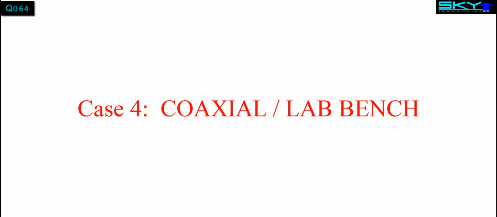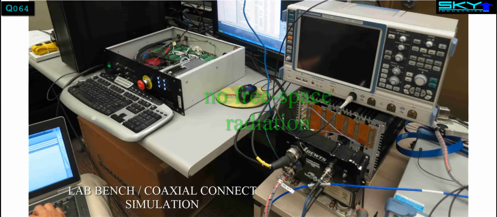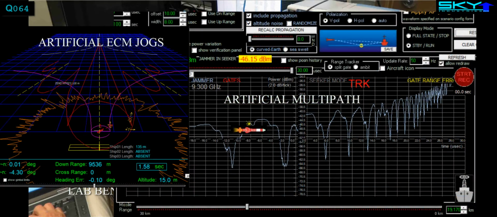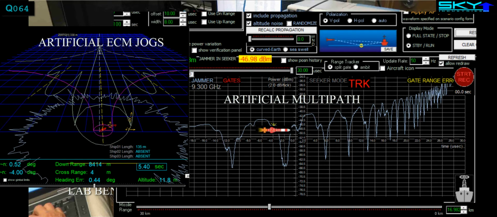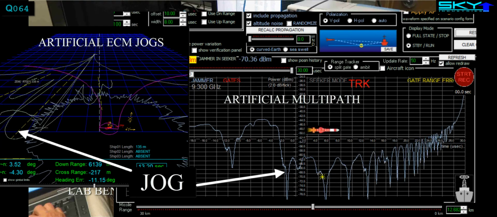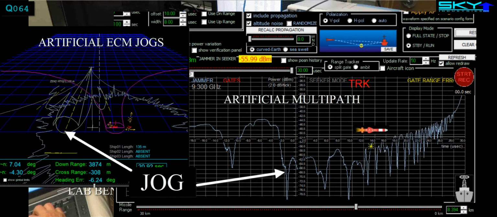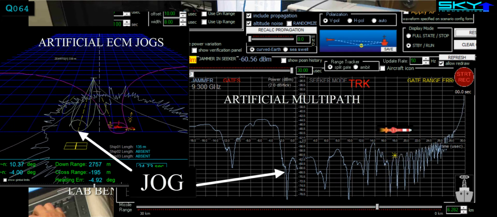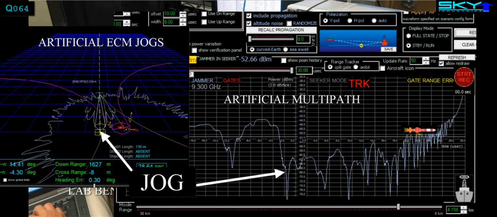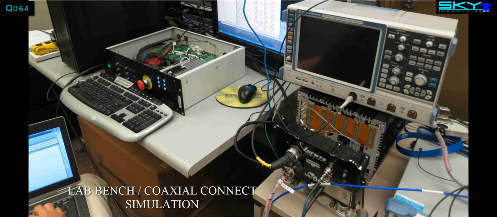A fourth option might be a lab bench test in which the equipment is interconnected by coaxial cables. There might be a real seeker, but there isn't any free space radiation, so the ECM jogs must be artificially created by the software. And if those jogs are the same as what we see in free space transmission, fine. But if they're not, then you may need a different jog detector. If multipath is included in the coaxial cable test, it also has to be represented by a model like the anechoic chamber case. So you might need different jog detectors for different applications.